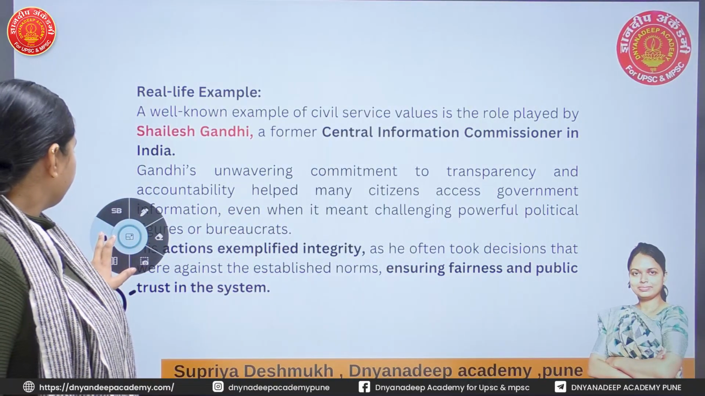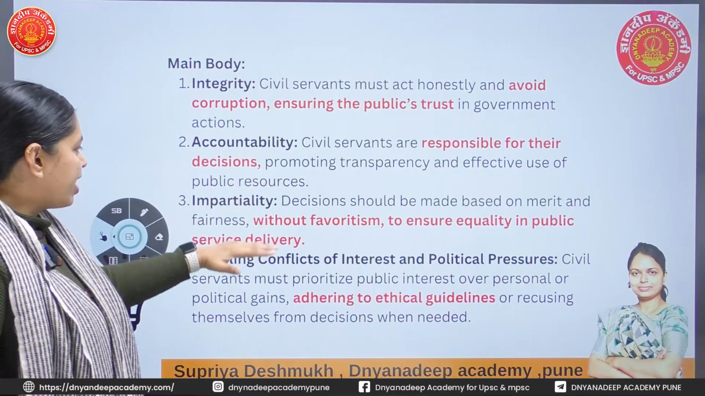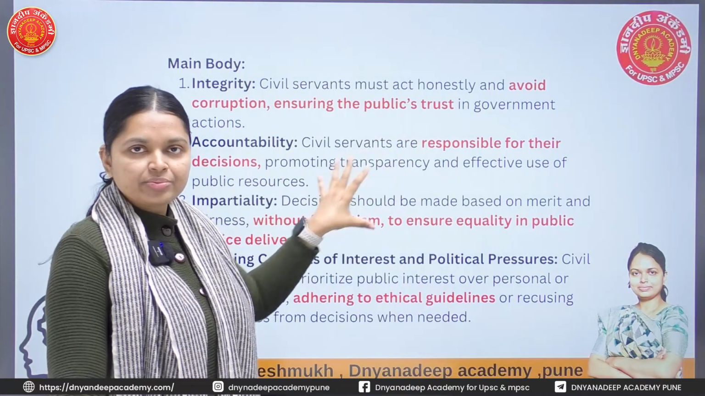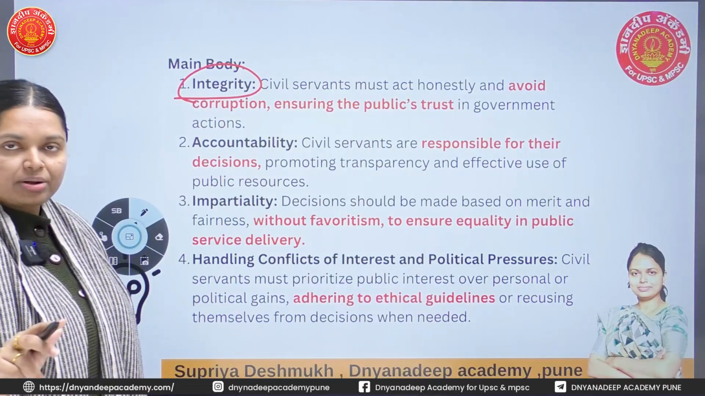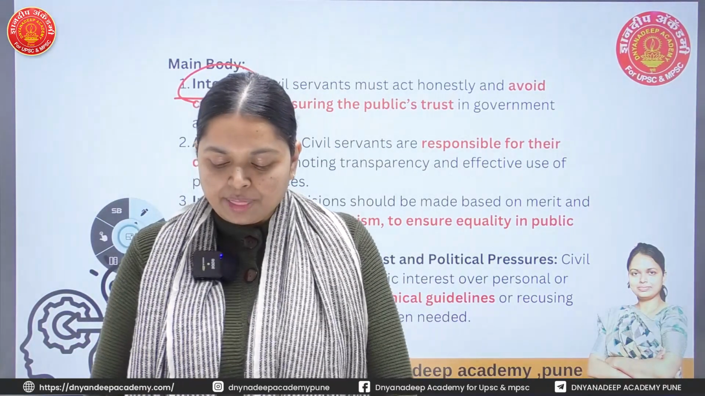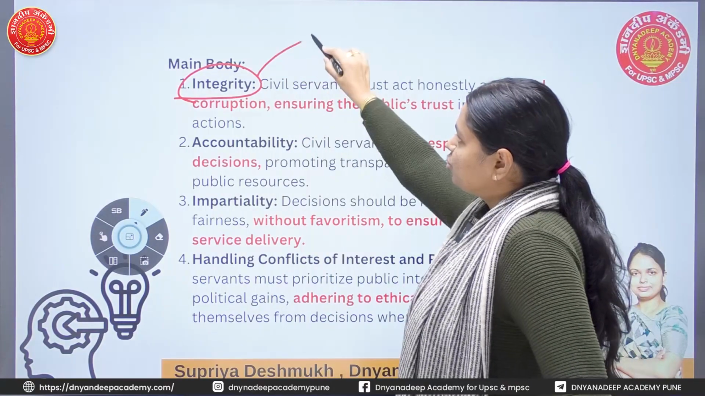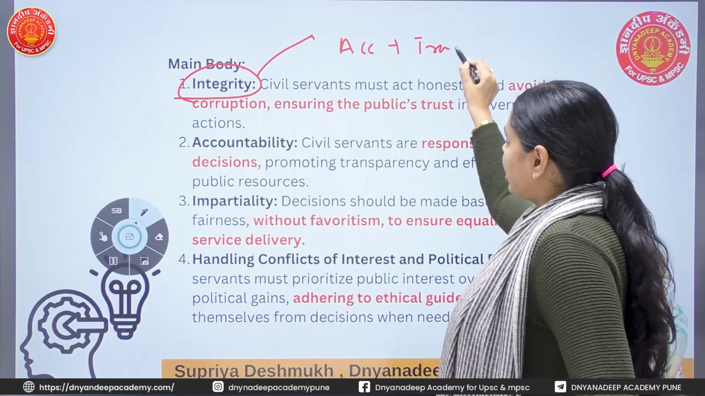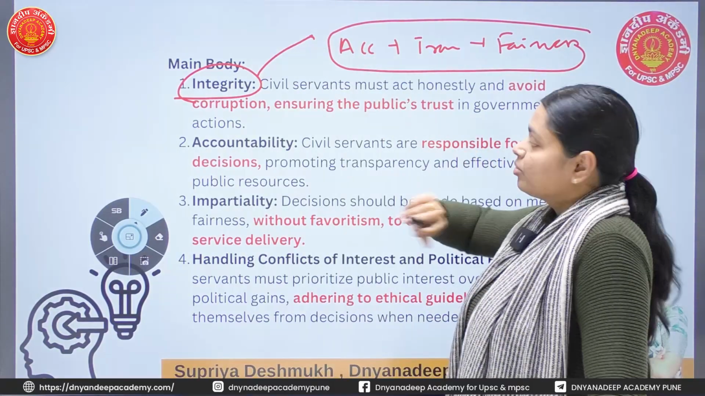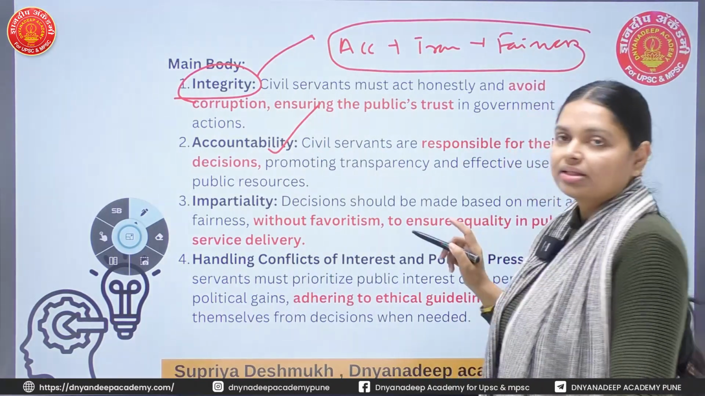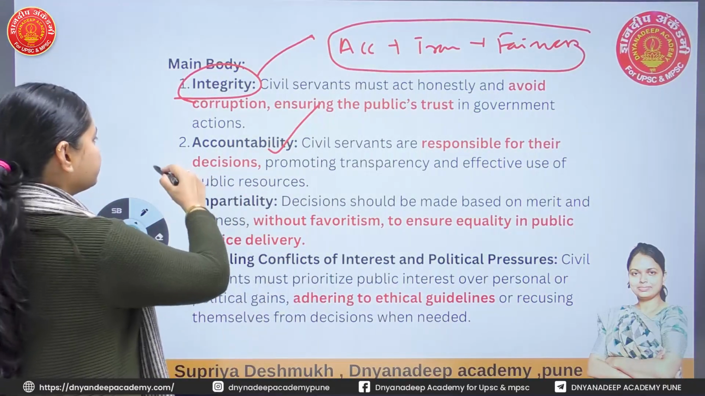Otherwise, we can start our answer with the help of a definition. So in the main body, what should we write? In the main body, we have to discuss all the values and how they ensure an ethical public administration. Discussing our first value, how integrity reduces corruption: integrity helps a civil servant take decisions that are accountable, transparent, and fair. When we talk about accountability, there should be responsibility towards the decisions taken by the civil servant. In this way, we can discuss this point.